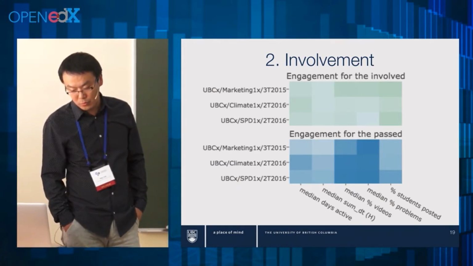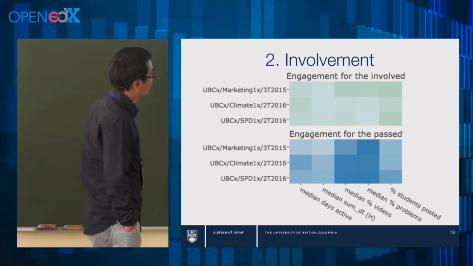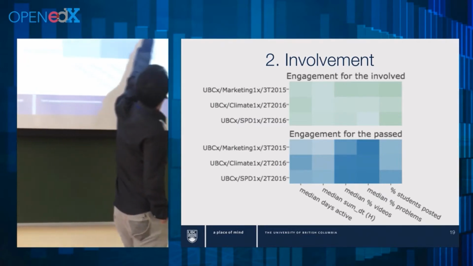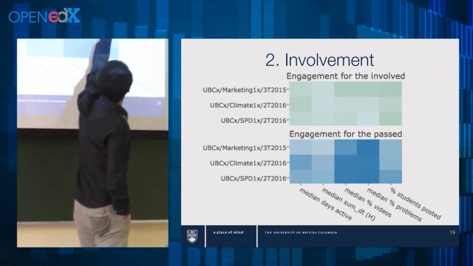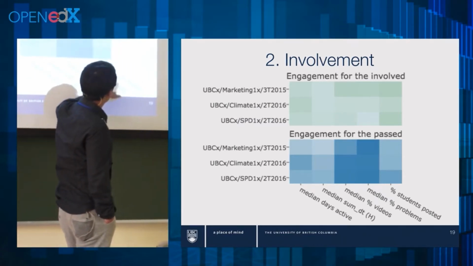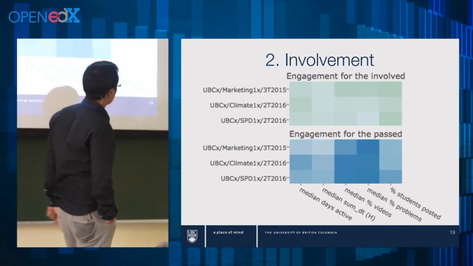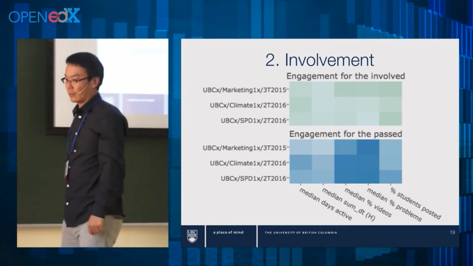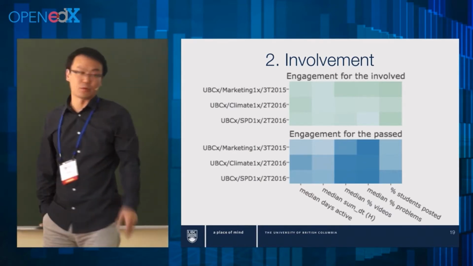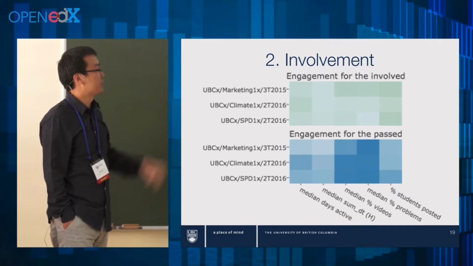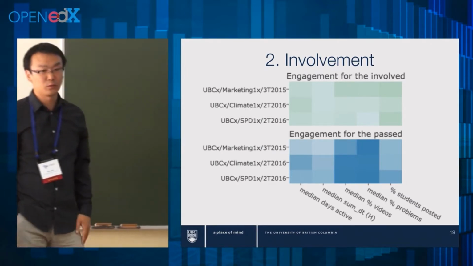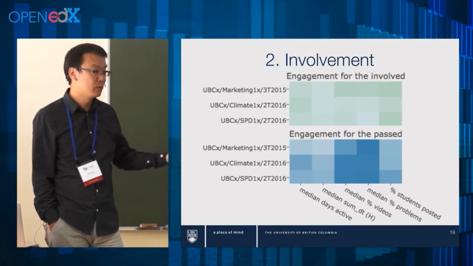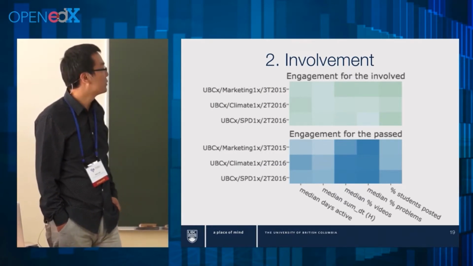Also for the climate change course, you can see it's lighter here. This column shows the number of posts by students, so it means the students are posting less in the course. The course team may need to figure out a way to encourage students to post more and engage more in the discussion forum.